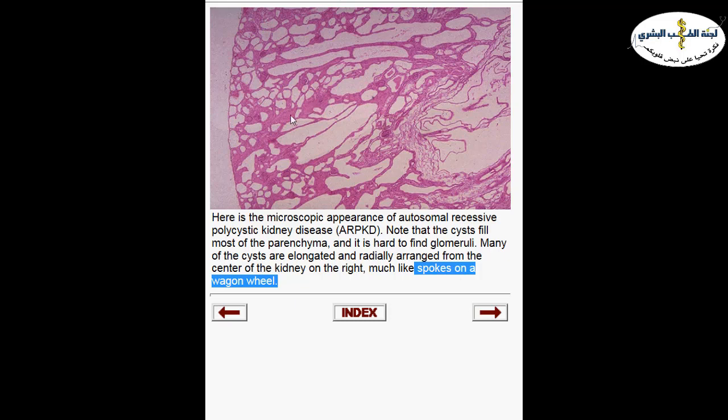If you look between the septa of these cysts, you can see a few glomeruli. So you can appreciate a few residual glomeruli and residual kidney tissue, but unfortunately these are not enough to maintain adequate kidney function.